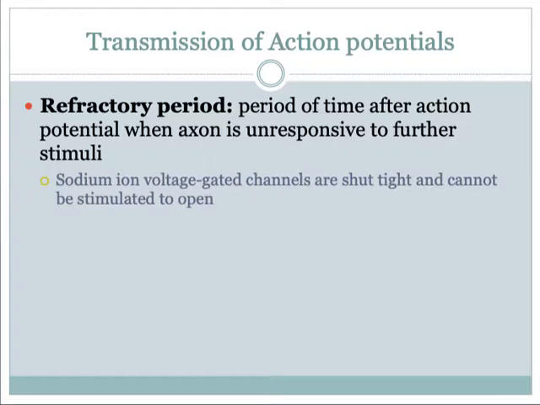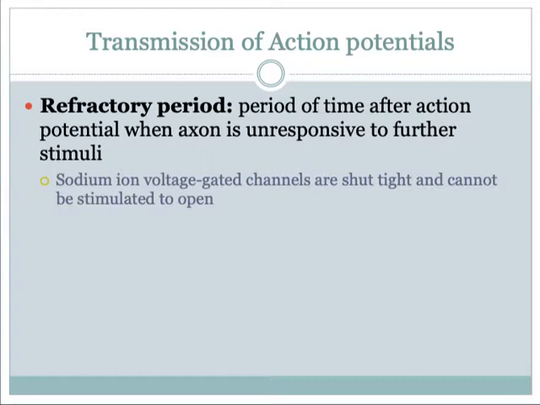So in practice, this only really happens in the experimental situation when a stimulus is applied somewhere along the axon. In the body, action potentials begin at one end, and new action potentials are generated ahead and not behind. That's because the region behind it will still be recovering from that original action potential, and the sodium ion voltage-gated channels are shut tight and cannot be stimulated to open.